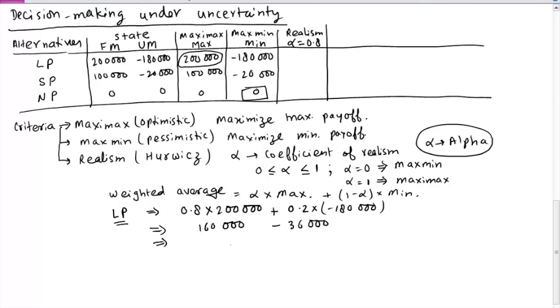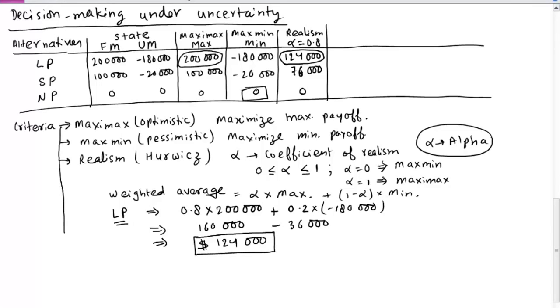So this will give you the value, or weighted average, that we get: 124,000. If you repeat the same calculation for the second row, you should get 76,000, this is 6, and this is 0, and then you take the best of the three, which is 124,000. So basically based on this, we go for large plant.